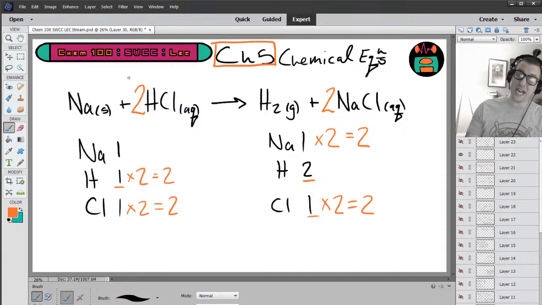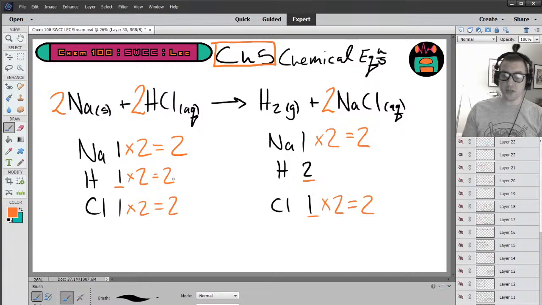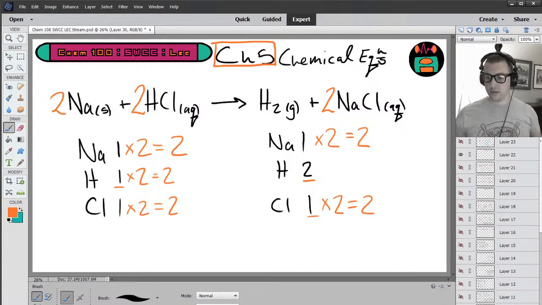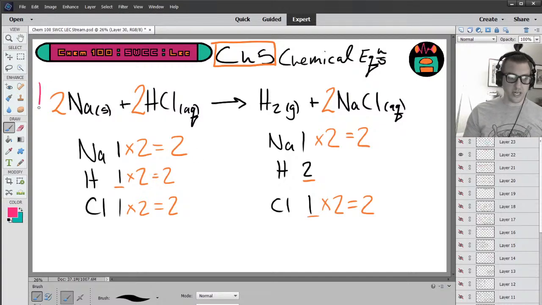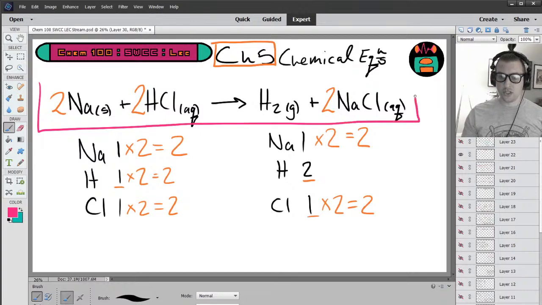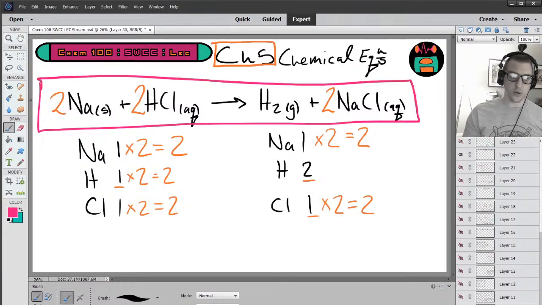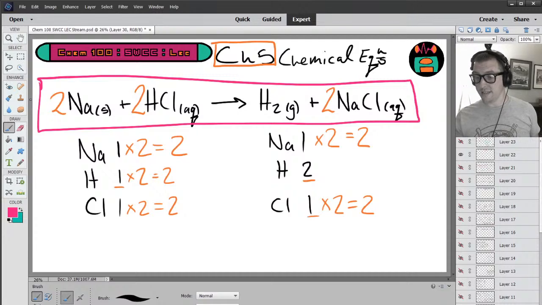Now I have to go back to the reactant side and fix sodium. Fortunately for me, sodium is all by itself, so if I multiply sodium by 2, it doesn't affect anything other than sodium, and now I have my balanced chemical equation with 2 sodium, 2 hydrogen, and 2 chlorine atoms on both sides of this reaction.